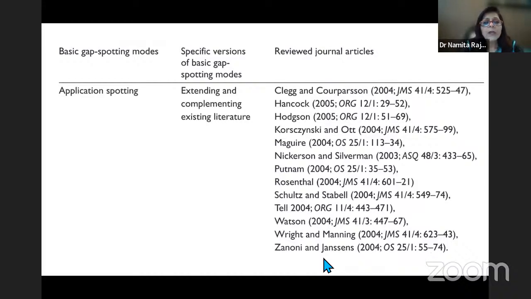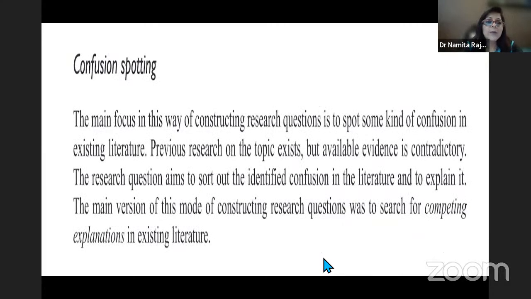Similarly, sometimes the application spotting is missing. Like you have the specific versions, the extending and complementing the existing literature is not there. So we'll be explaining these one by one. So let me first explain to you what confusion spotting is all about.